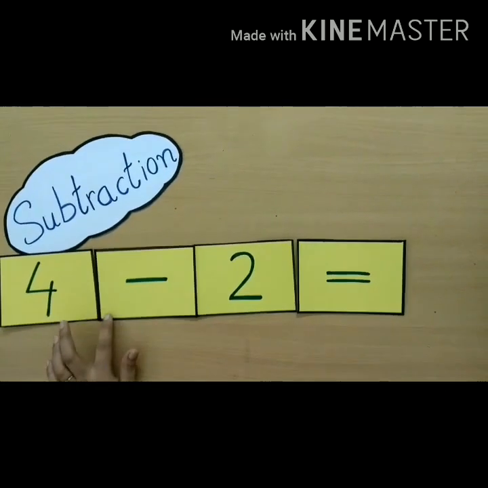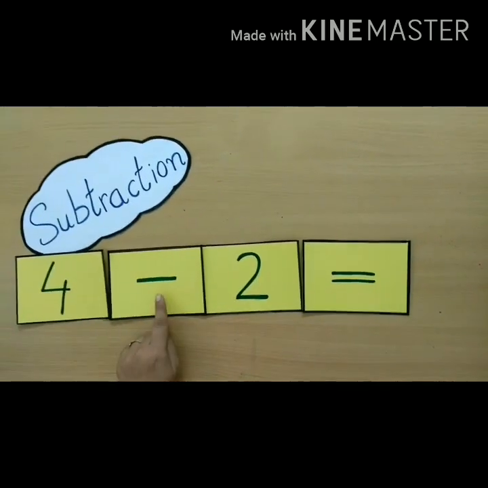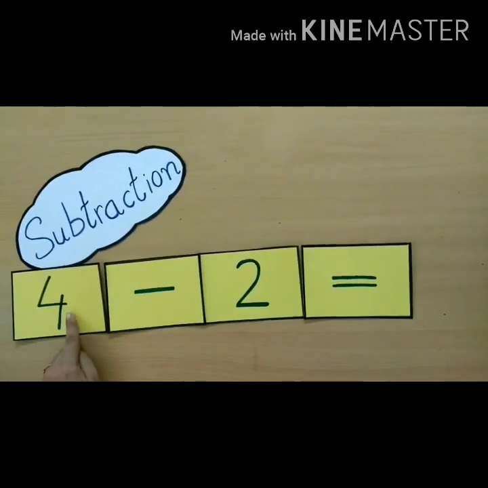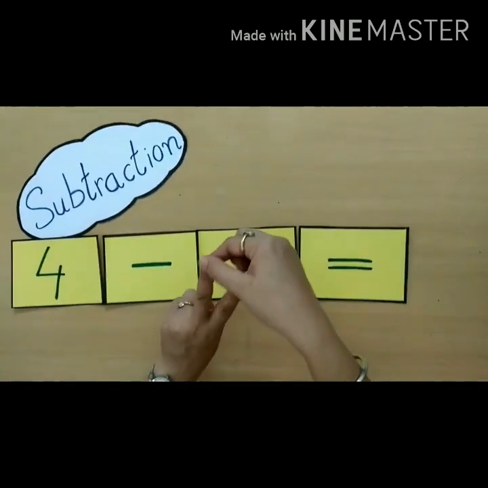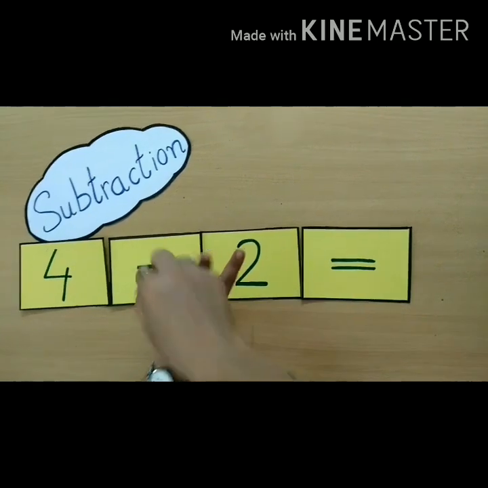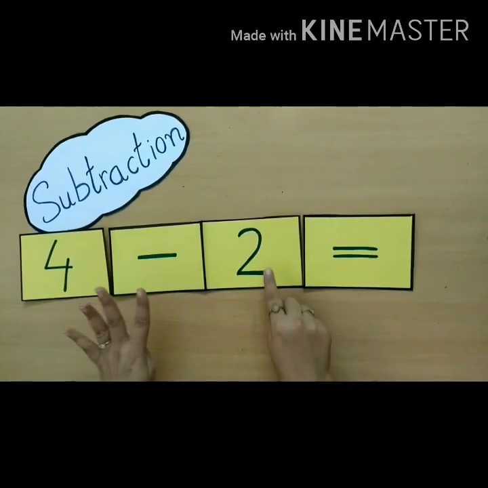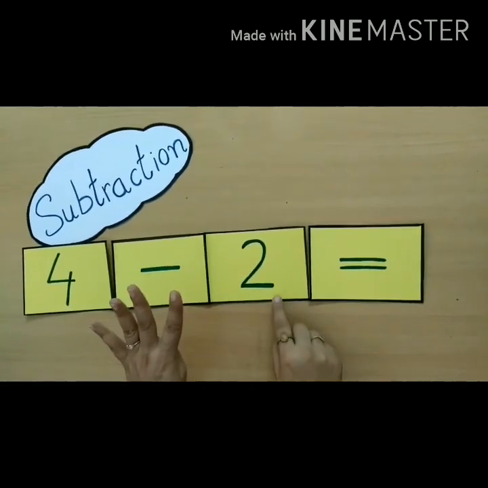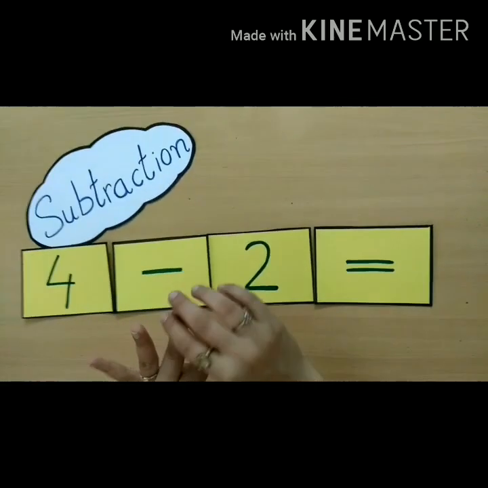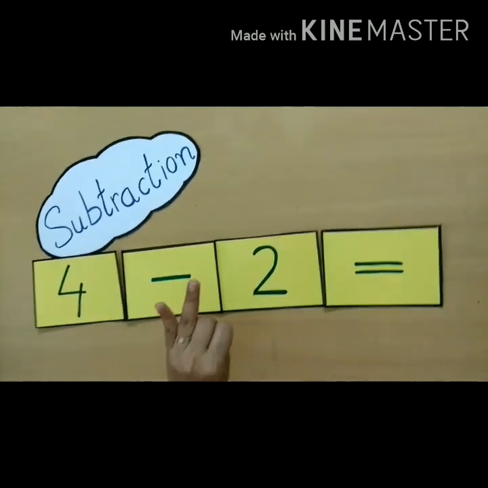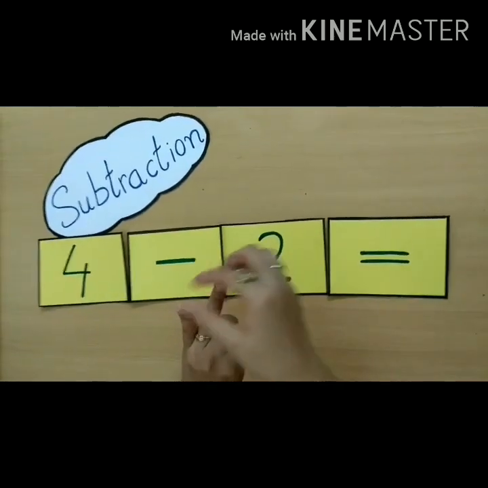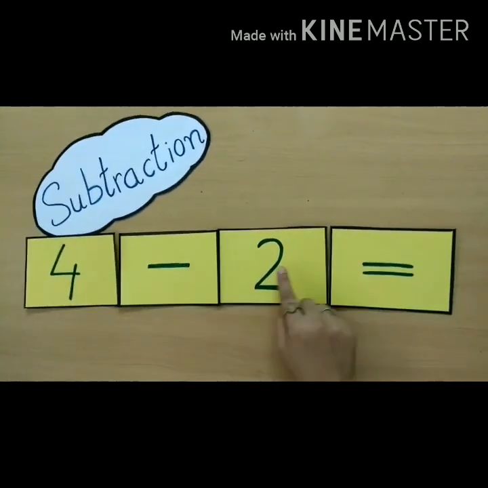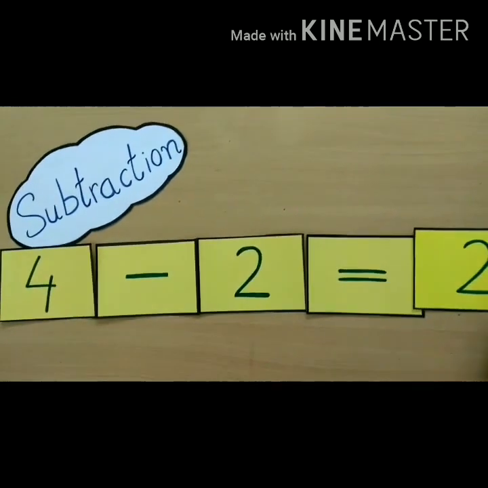Now see students, next is 4 minus 2. First we will raise 4 fingers. 1, 2, 3, 4. And we have to subtract number 2. So we will put down 2 fingers. 1, 2. See how many fingers are left? 1, 2. So we can say 4 minus 2 equals 2.